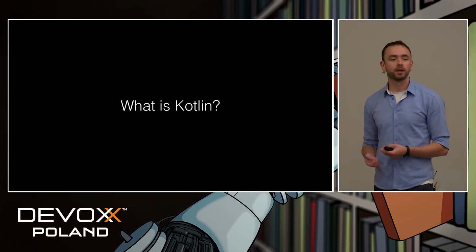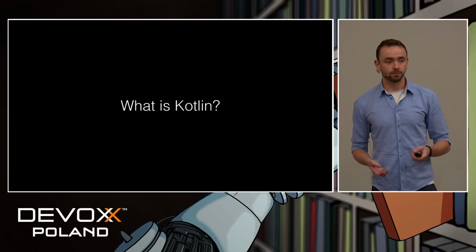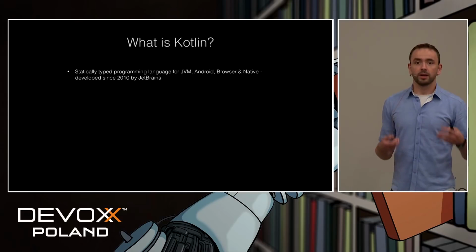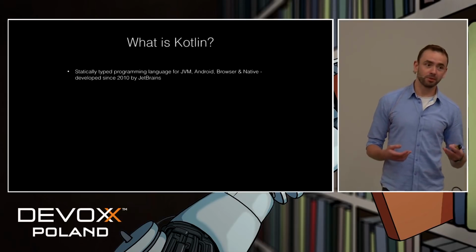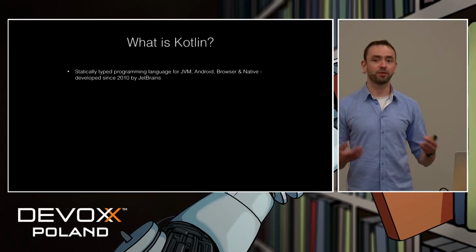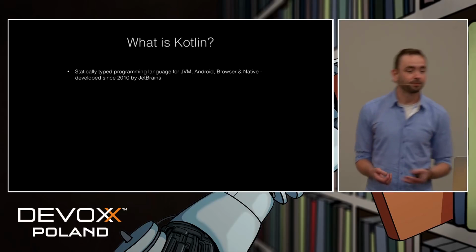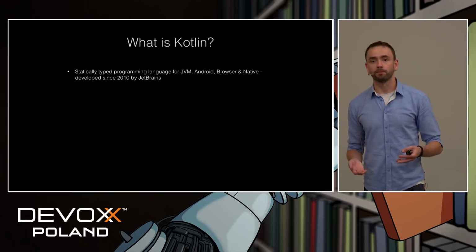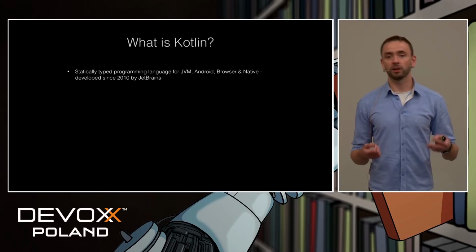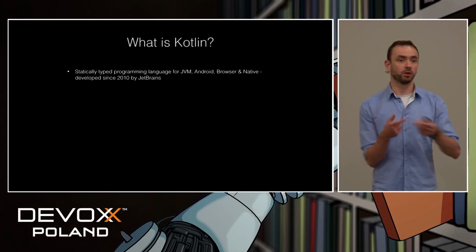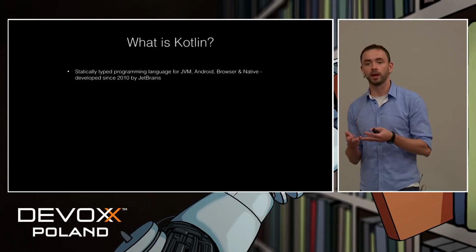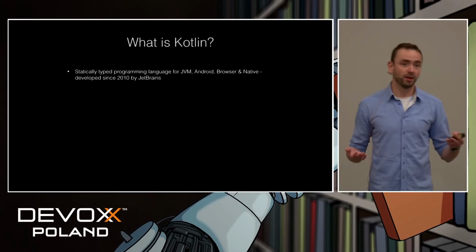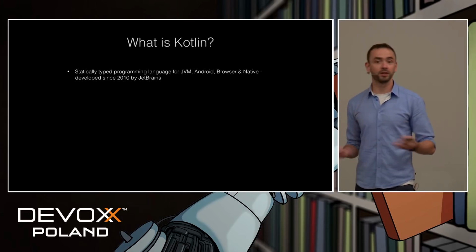What is Kotlin? Kotlin is a statically typed language for the JVM, Android, browser, and native. Browser because, like you all know, every modern language has to compile to JavaScript. Native because Kotlin also works with the LLVM compiler. So you can already compile your Kotlin code against Windows, Linux, macOS, and iOS, for example. It's been developed since 2010 by JetBrains, so the people behind our beloved IntelliJ IDEA, for example.